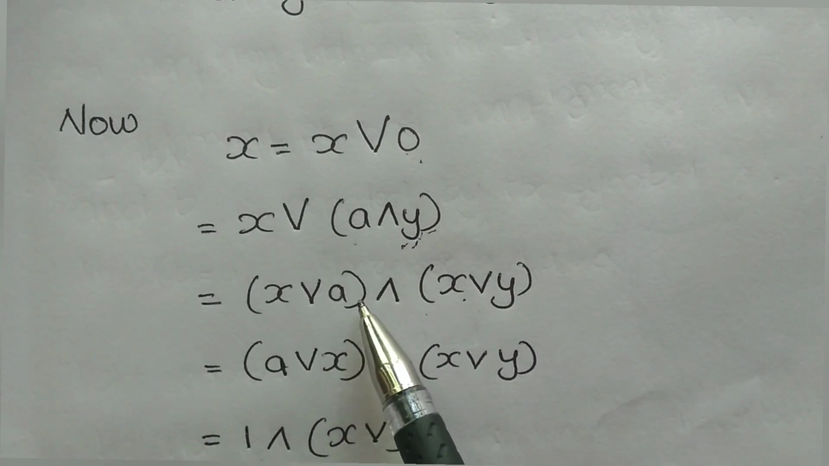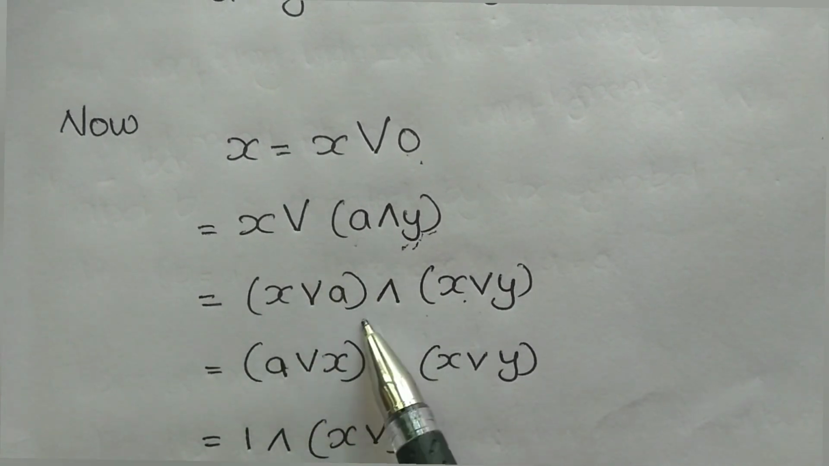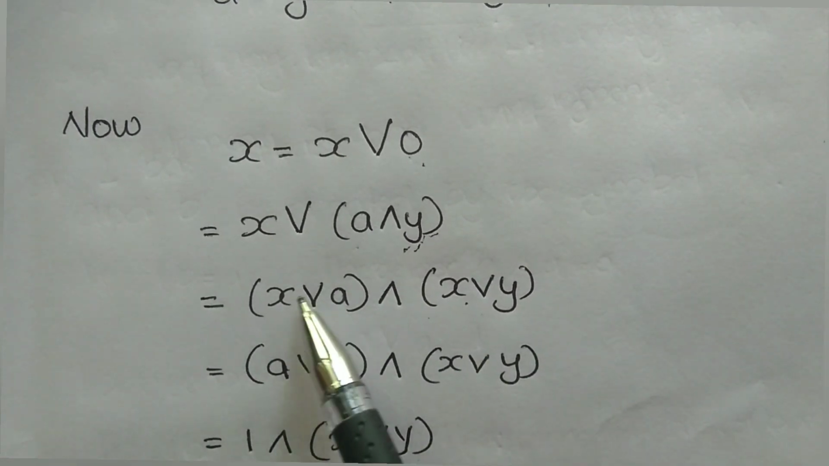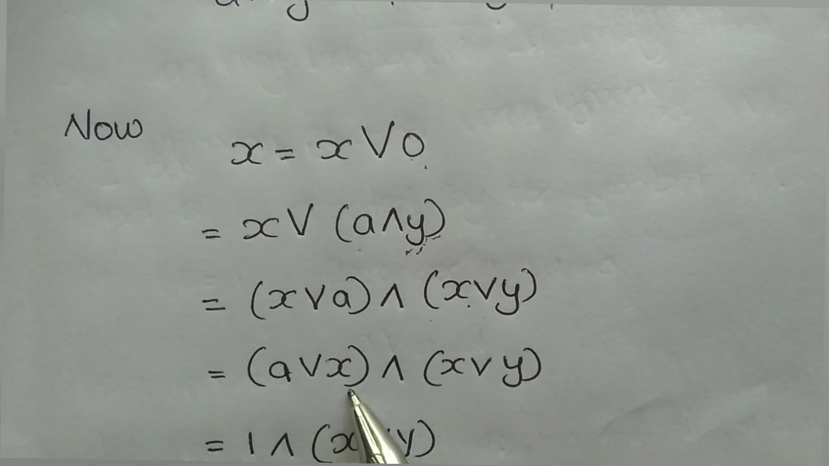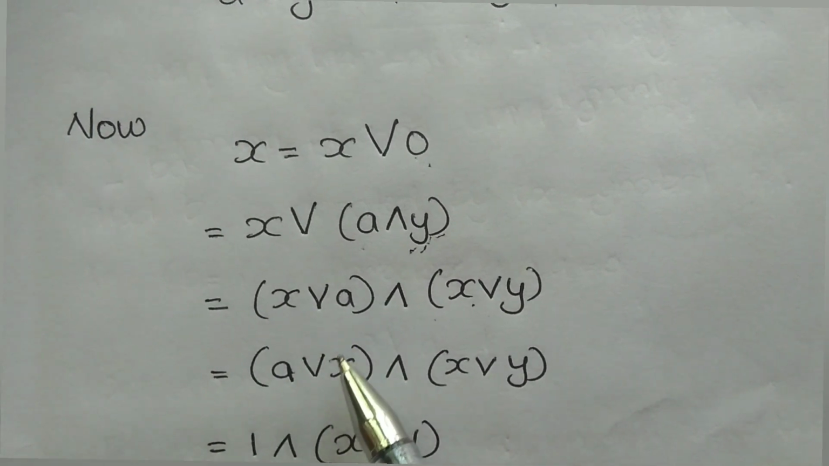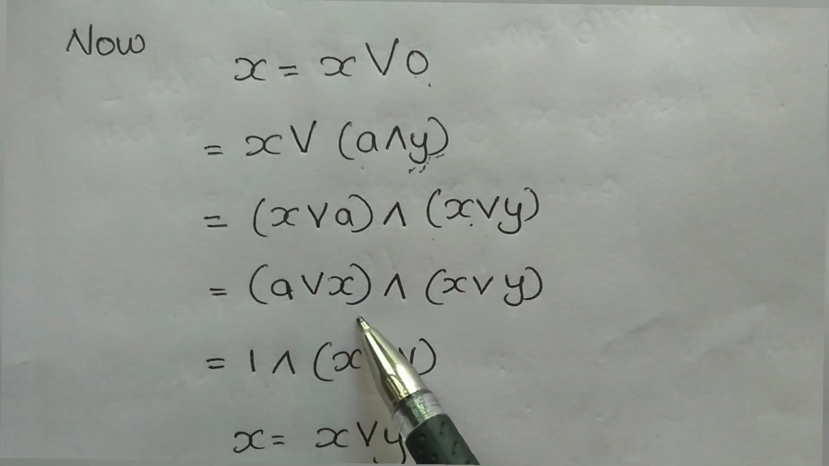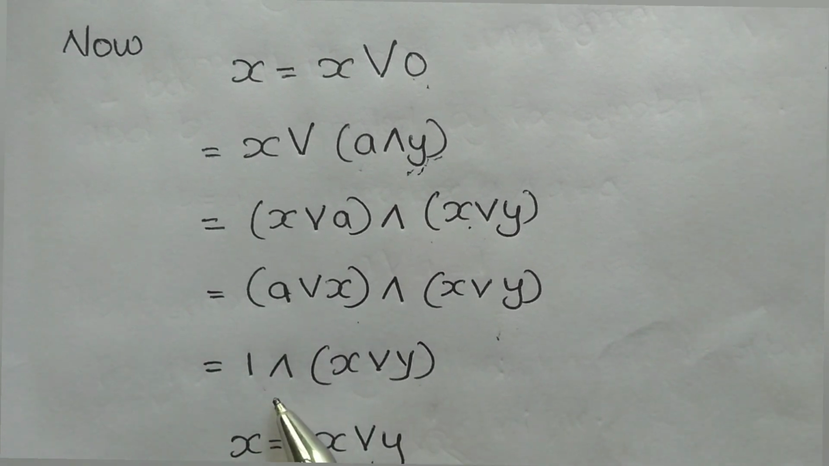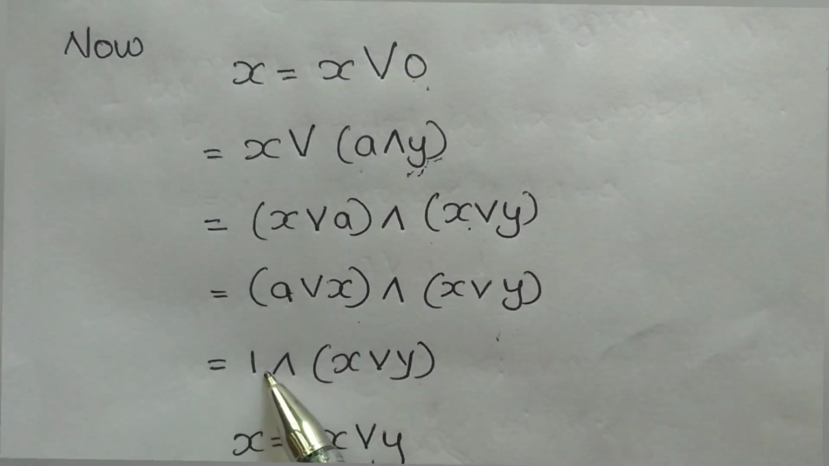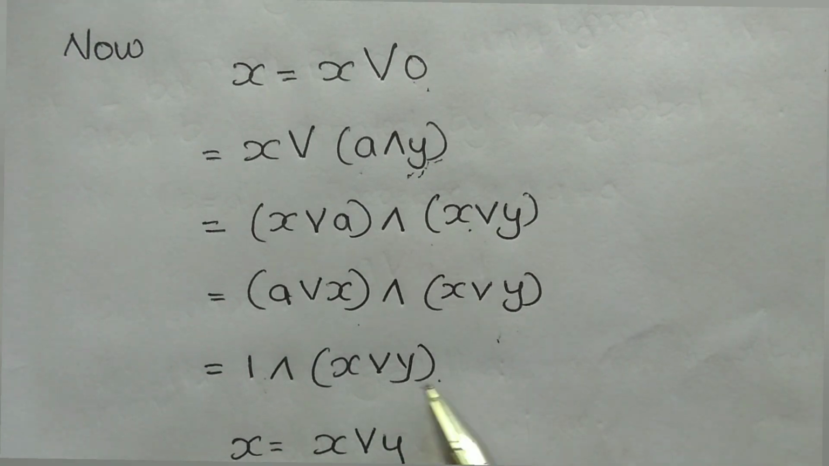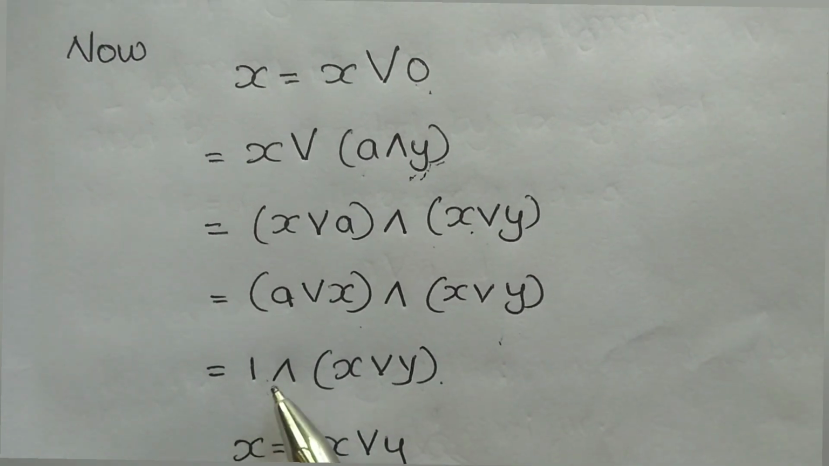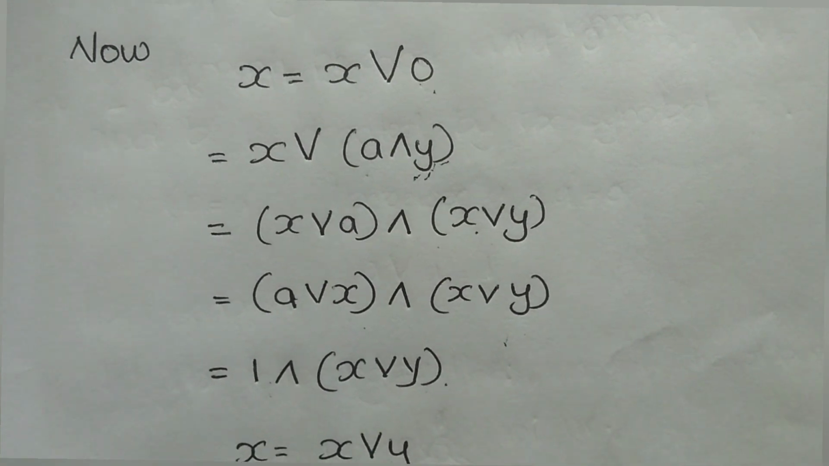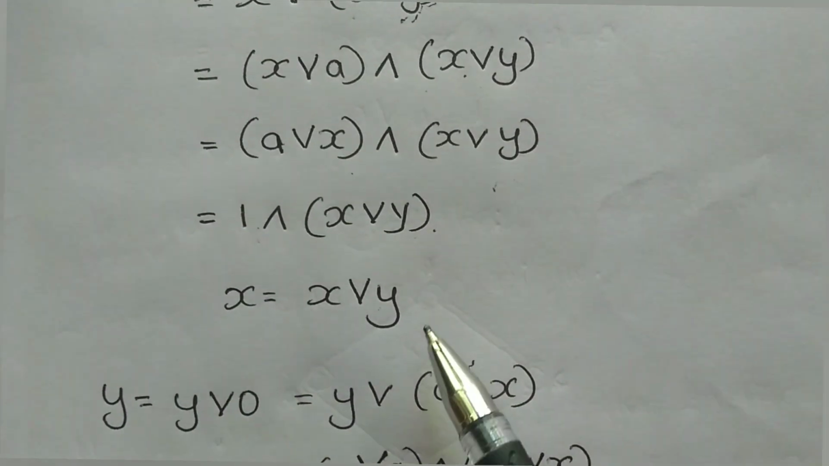Here we can apply the distributive law, that is, X or A and X or Y. This X or A can be written as A or X by the commutative condition. So it is A or X and X or Y. But A or X is equal to 1 by the definition of complement. So 1 and X or Y. 1 is the supermost value, so 1 and X or Y is equal to X or Y only. Therefore X is equal to X or Y.